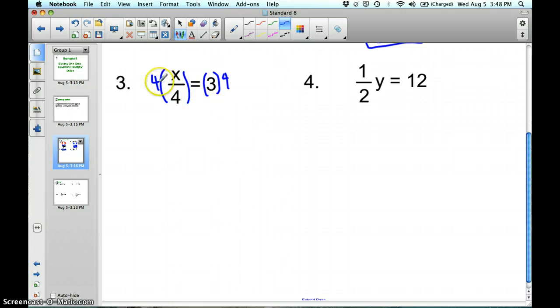Okay, when I multiply by 4 over here, I have 4x divided by 4. 4 divided by 4 is going to give me 1, so I'm going to bring down my 1x, and then 3 times 4 is going to give me 12. Again, we don't have to write the 1 in front of the x, so I just have x equals 12 as my solution.